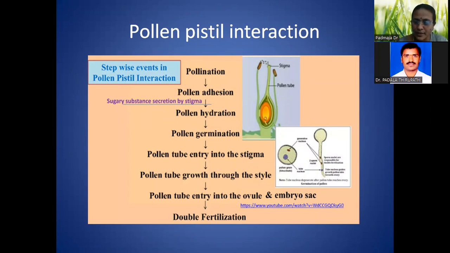In the embryo sac, we have the egg and the secondary polar nucleus. One male gamete fuses with the egg, and as a result the zygote is formed, and the other fuses with the secondary polar nucleus, and as a result the endosperm is formed. These are seen stepwise in the pollen-pistil interaction.